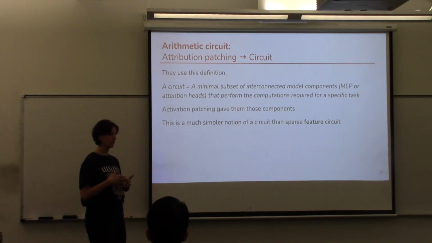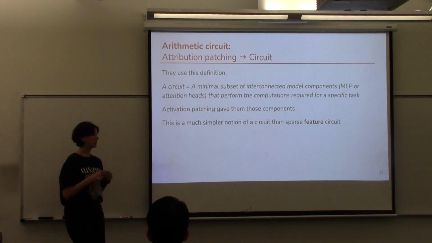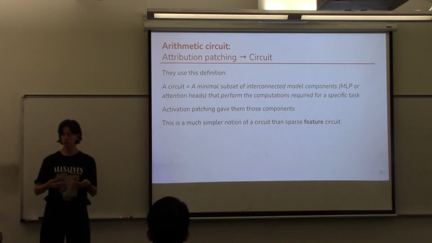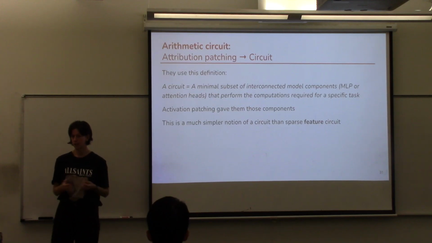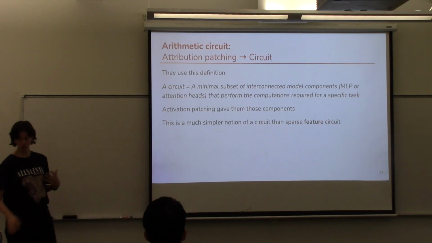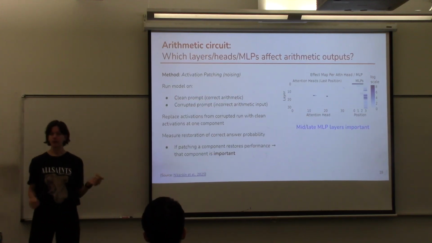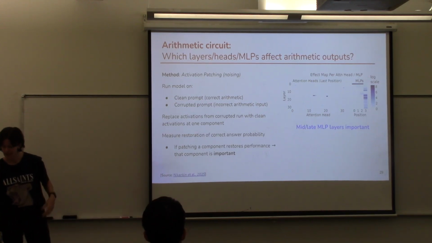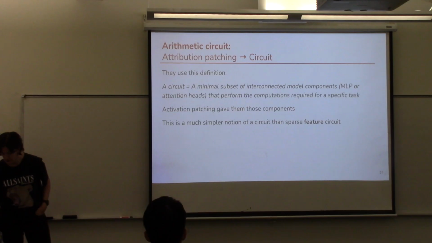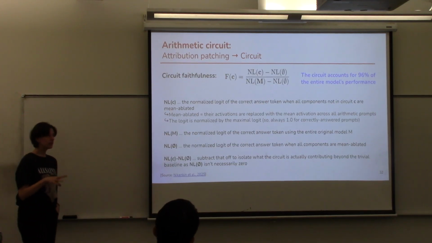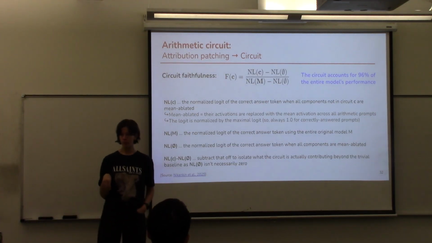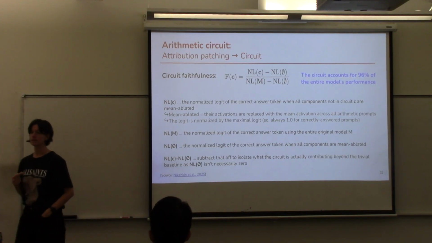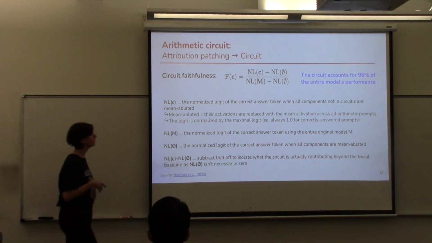Like in a Texas, Dallas, Austin example, feature was Texas, an actual, human understandable word. Here, your feature is an MLP head, right? So it's an MLP or attention head. It's much more coarse and less detailed. Now, given that collection of important components, which they call circuit, they check whether that circuit is faithful to the underlying model M.